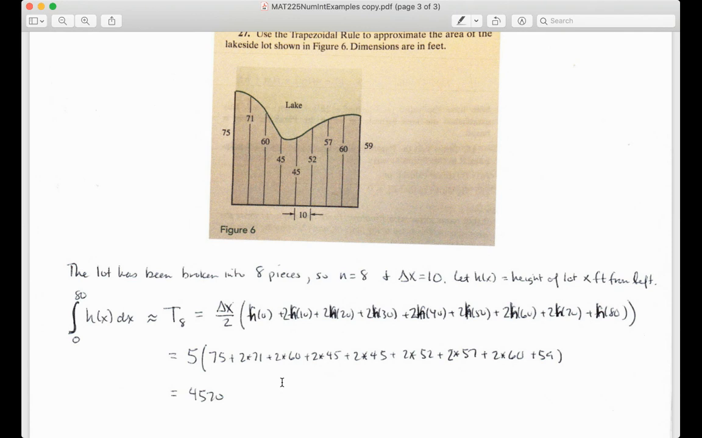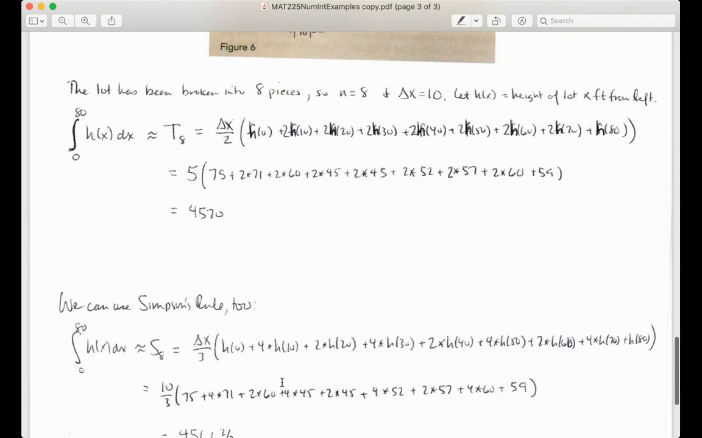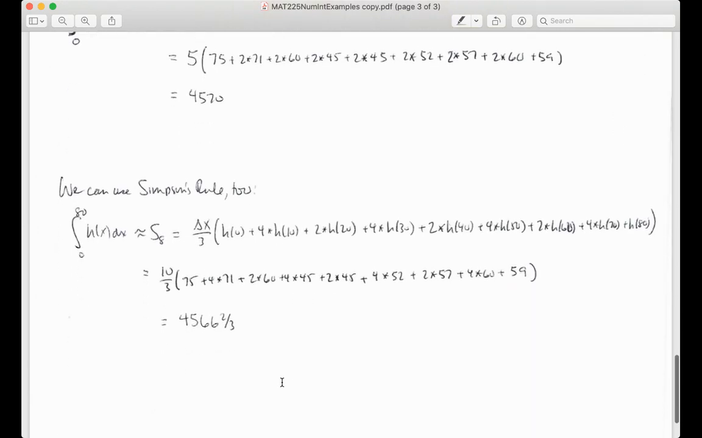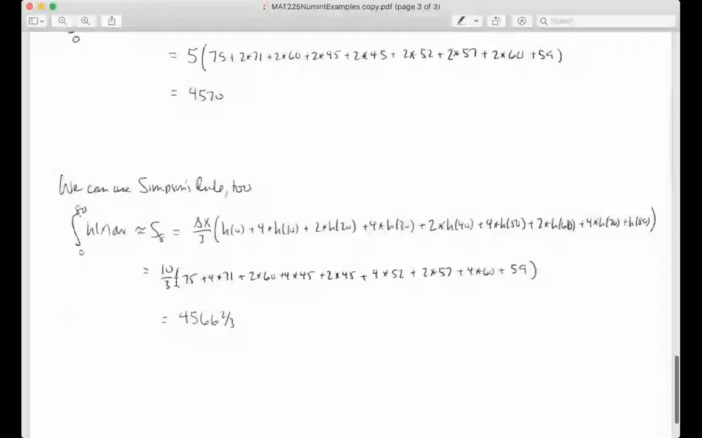And just for kicks, I've gone ahead and applied Simpson's rule as well. And delta x is still 10, so I get 10 over 3 out here. And again, I'm replacing some of my 2's with 4's. When I multiply all this out, I get a number that in this case is somewhat closer in value to the previous approximation, 4,566 2/3 square feet.